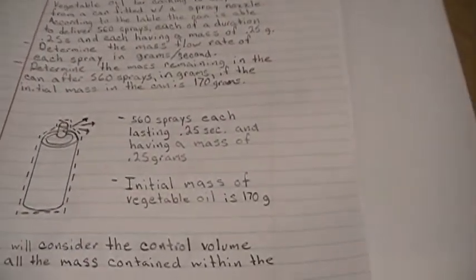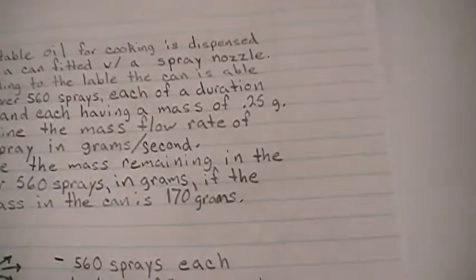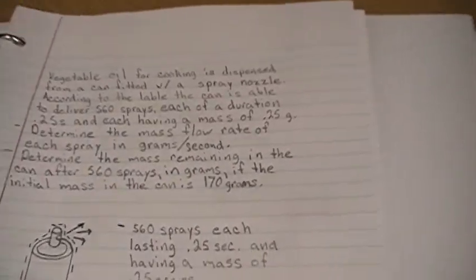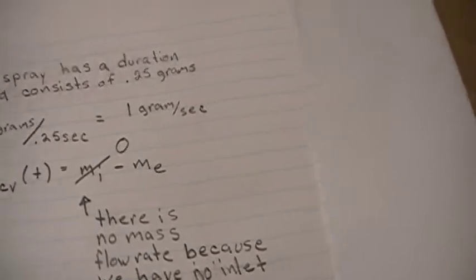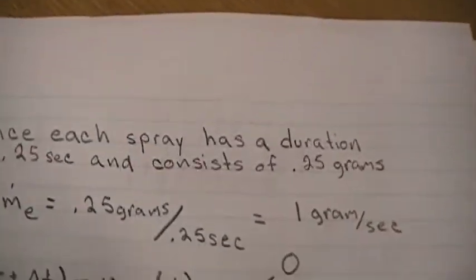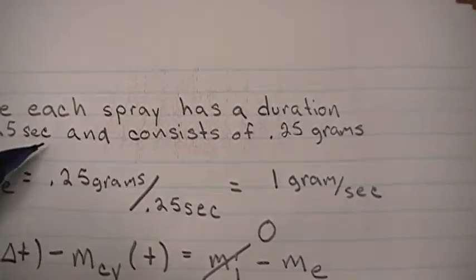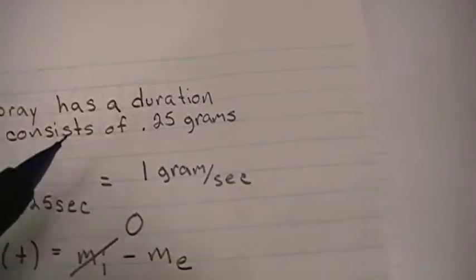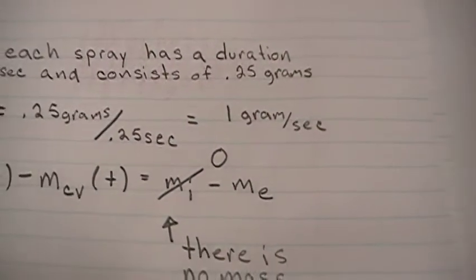Okay. Now, we will first solve the first problem, which reads again, determine the mass flow rate of each spray in grams per second. Now, this is very easy to do, considering that they have given us both properties for each spray, which include the duration, which is 0.25 seconds, and how much mass each spray consists of, which is 0.25 grams.